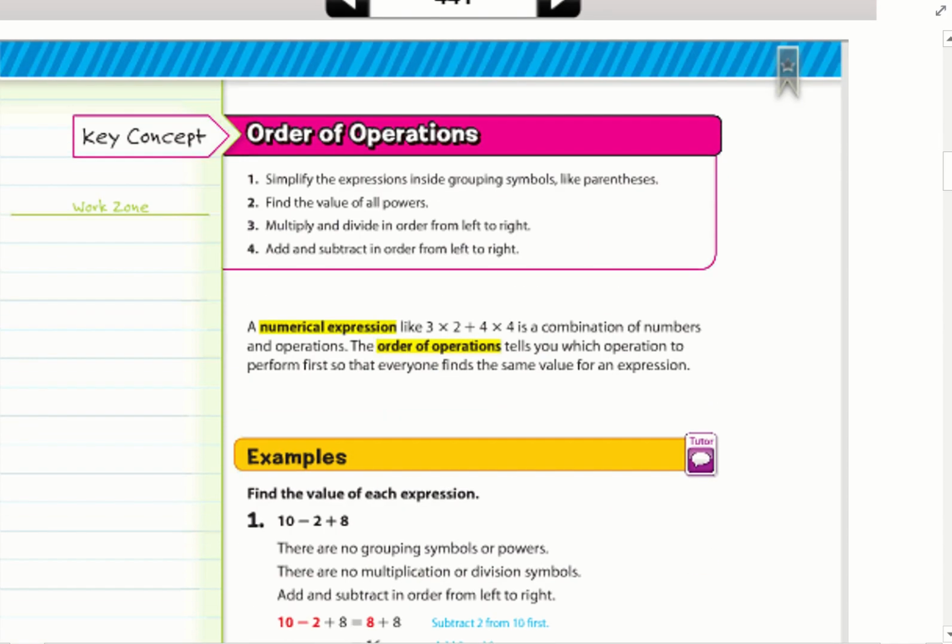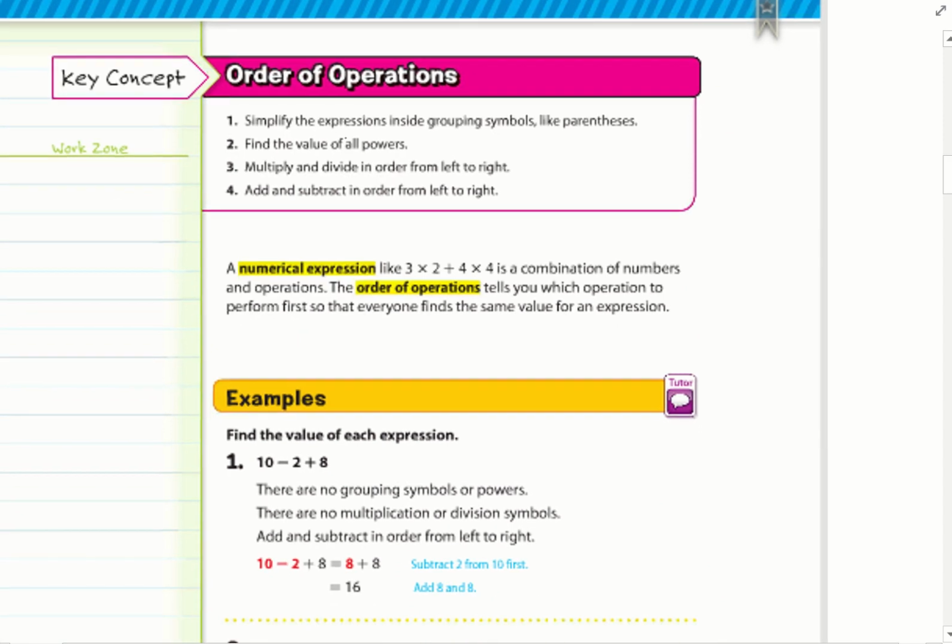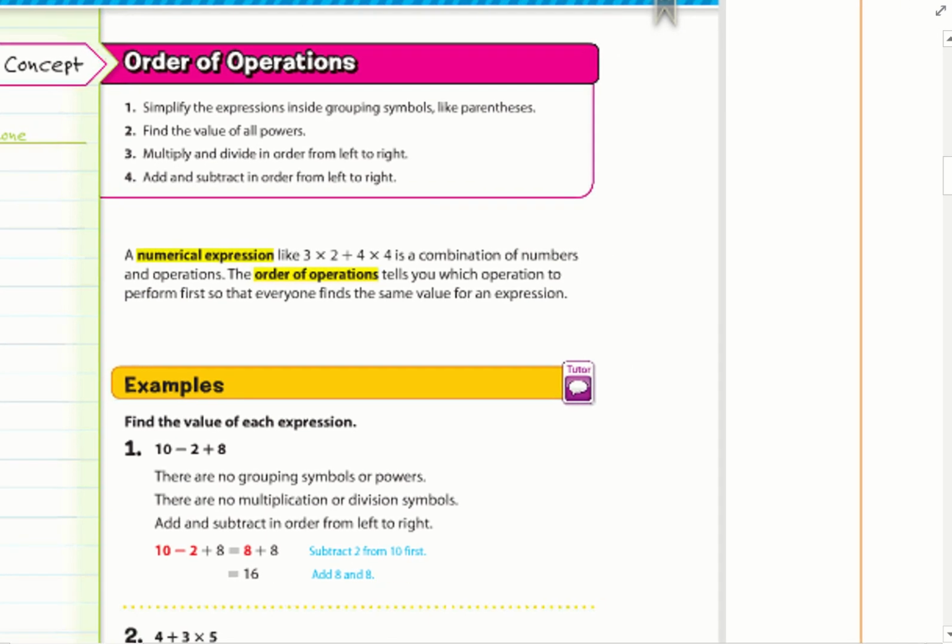Alright, key concepts. Order of operations. Simplify the expressions inside grouping symbols like parentheses. Find all values of powers, multiply and divide in order from left to right, add and subtract in order from left to right. So a lot of us are familiar with PEMDAS. This is please excuse my dear Aunt Sally.